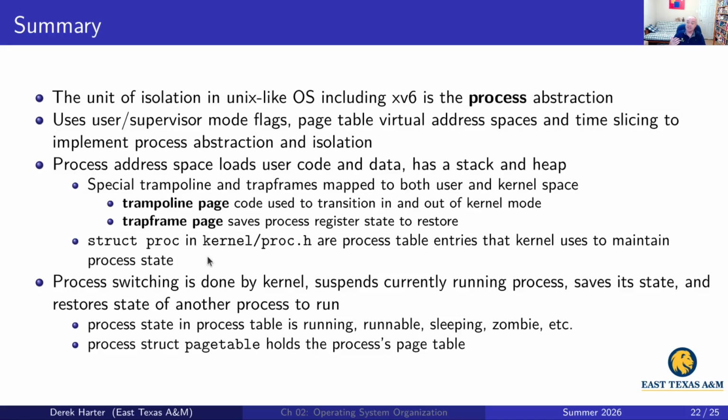But we did look at a lot of the details of the process structure and the process table. These are all defined in the proc.h file here. All of that infrastructure is needed to support process switching. Process switching is done by the kernel, which suspends the currently running process, saves the state, and restores the state of another process to run. There are 6 basic states that xv6 has. So it's either runnable, it's currently running, it might be zombie, or a couple of other states. Sleeping, if it's waiting on some IO, is a sleeping state.